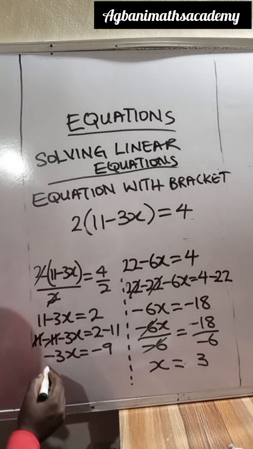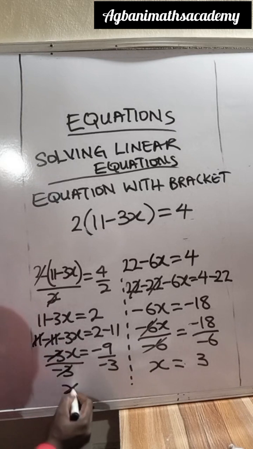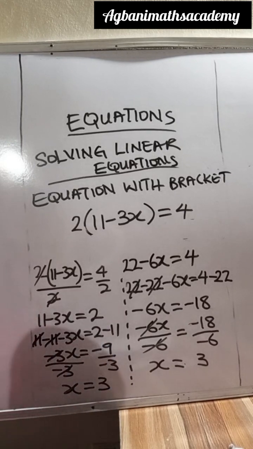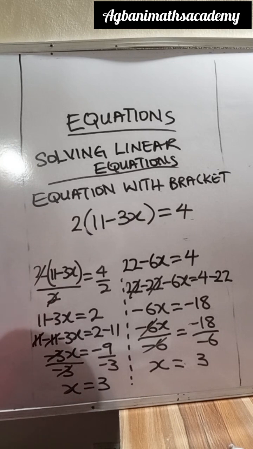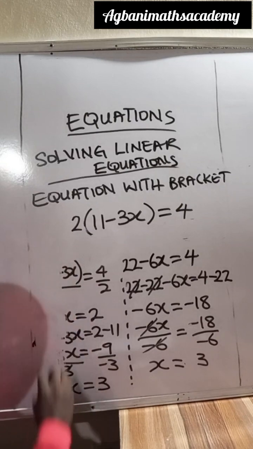So in order to get x, we divide both sides by minus 3. So minus 3 will cancel out minus 3. We have x is equal to minus divided by minus is plus, and 9 divided by 3 will give us 3. So using both methods, your answer will be the same, depending on what you prefer. Someone said the answer is 4. Check the way you solved it. I think you missed something. The answer is 3. So let's solve one more that seems a little bit more complex.